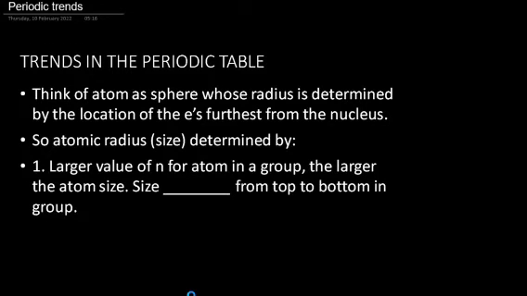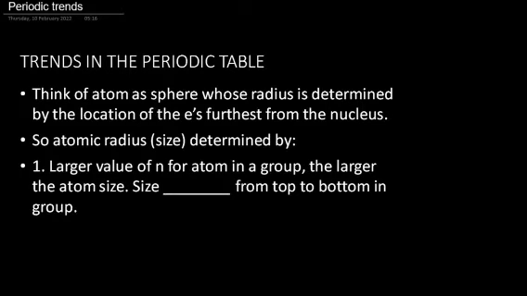Think of an atom as a sphere whose radius is determined by the electrons that are furthest away from the nucleus. Because of this nature, we can come up with a trend or generalize when it comes to the atomic size of each element, whether down the group or across a period.